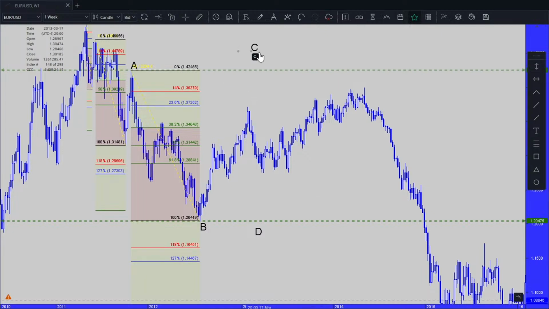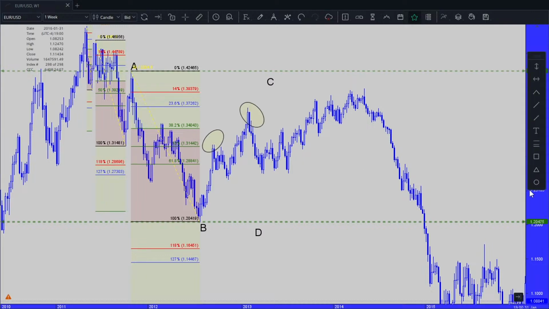Which one is the C, everybody? Is the first circle the C? Is the second circle the C, or is the third circle the C? Which one is the C? First circle, second circle, third circle.